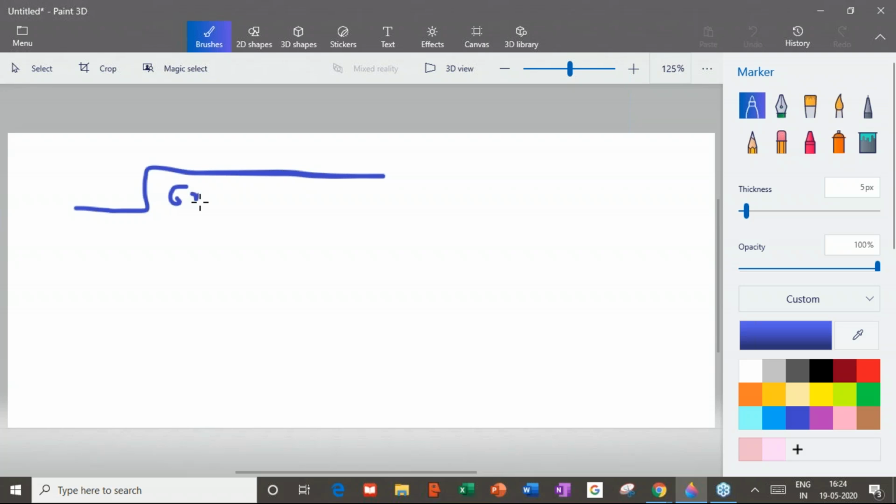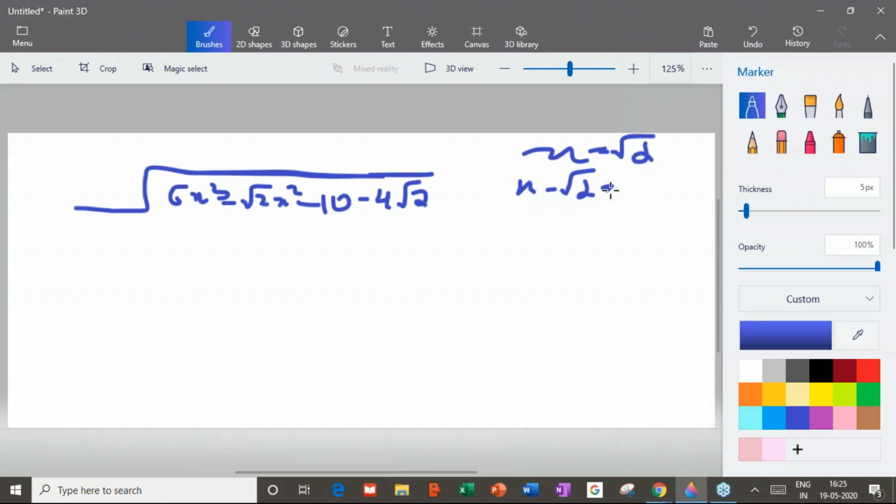6x cube minus root 2 x square minus 10 minus 4 root 2, right? And so basically x is equal to root 2, or you can write it as x minus root 2 is equal to 0. So use this, this becomes g of x, right? So x minus root 2.